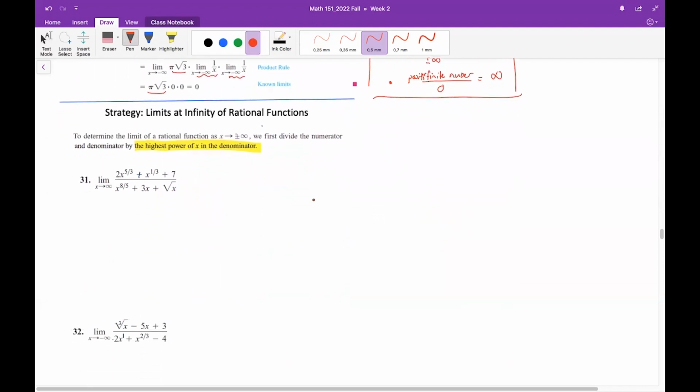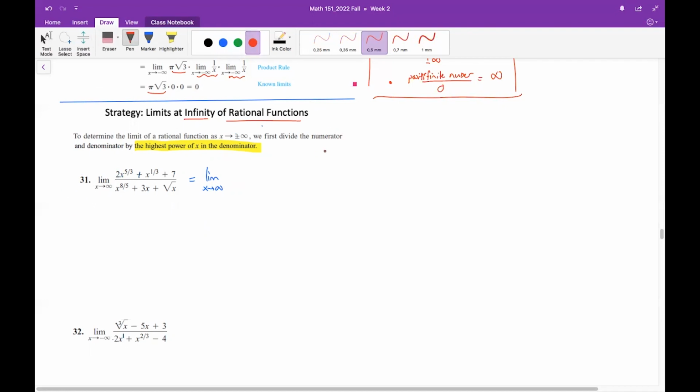Let's move on. What should be our strategy to compute the limits at infinity of rational functions? Here is the strategy. You will look at the highest power of x in the denominator, and you will take this highest power out from the parentheses, and you will start simplifying things. What I mean is, let's look at the first example. We want to compute this limit as x goes to infinity. By the way, if you insert infinity for x here, what do you obtain? You obtain infinity over infinity, which is an indeterminate form.